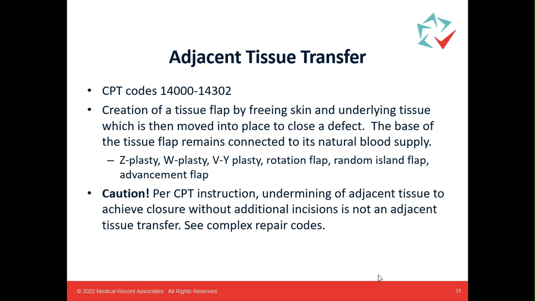A note of caution from our CPT book: undermining of adjacent tissue to achieve closure without additional incisions is not an adjacent tissue transfer. So if your provider is doing some kind of undermining to move that skin, our CPT instruction tells us to look back at those complex repair codes. With adjacent tissue transfer, you're going to see additional incisions, and some rotation or movement of skin in some way, some kind of a flap to correct those areas that need closure.